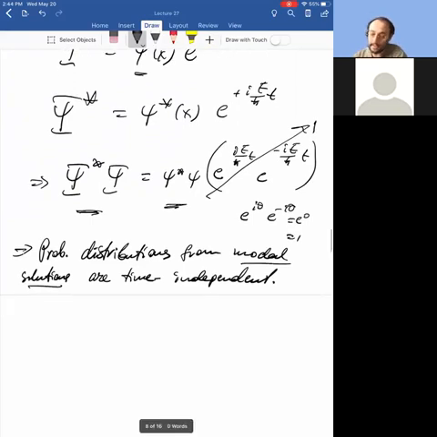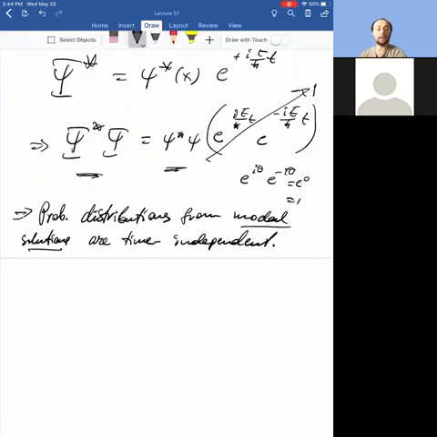And so for this reason, the modal solutions, these normal modes, are often called stationary states. Stationary meaning time independent. These modal solutions are stationary states.